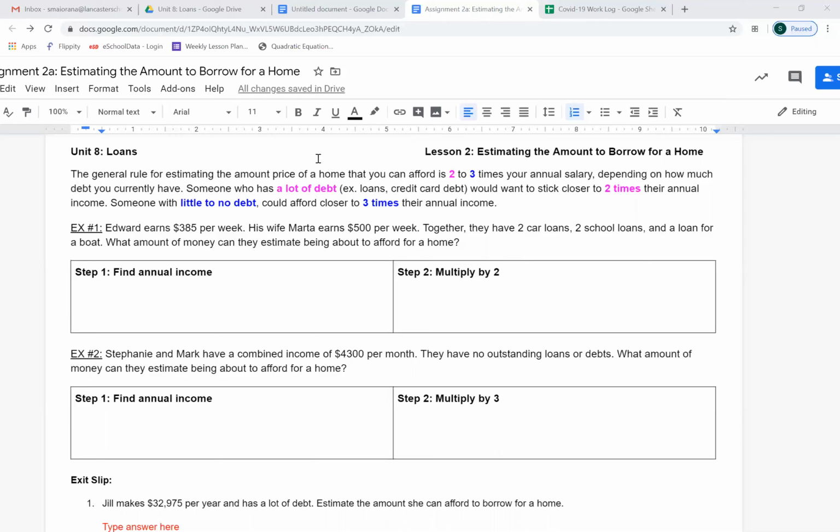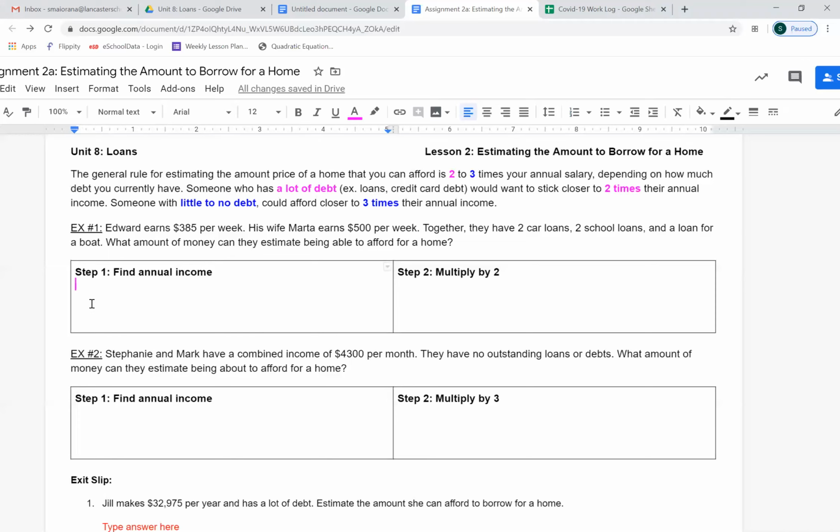So in example 1, Edward earns $385 per week. His wife Marta earns $500 per week. Together they have 2 car loans, 2 school loans, and a loan for a boat. What amount of money can they estimate being able to afford for a home? So step 1 is to find their annual income.